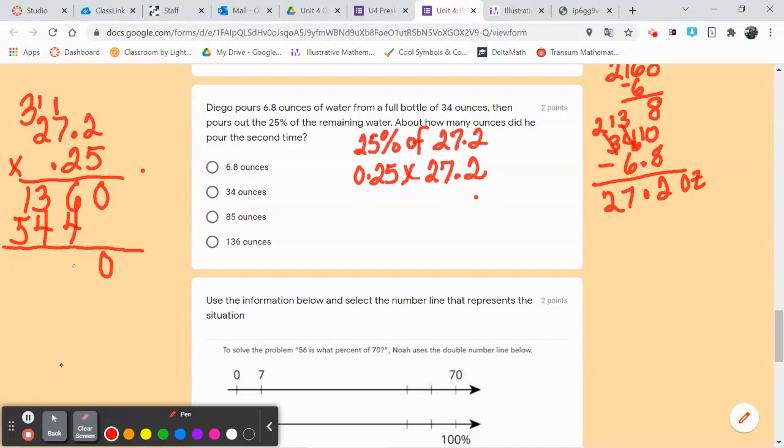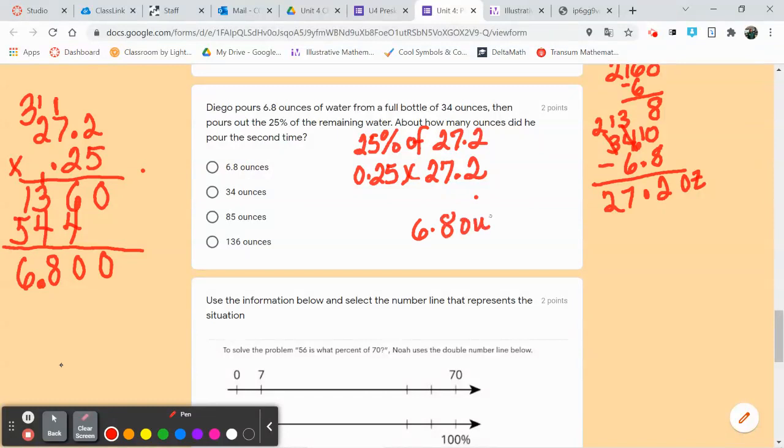6 plus 4 is 10. Carry the 1. 4 plus 3 is 7, and 1 more is 8. 1 plus 5 is 6. Now all we got to do is put our decimals. We go back up to the problem. How many decimal places do I have? 1, 2, 3. I have 3 decimal places in my multiplication problem. I need 3 in my answer. Start at the end. 1, 2, 3. There's our answer.